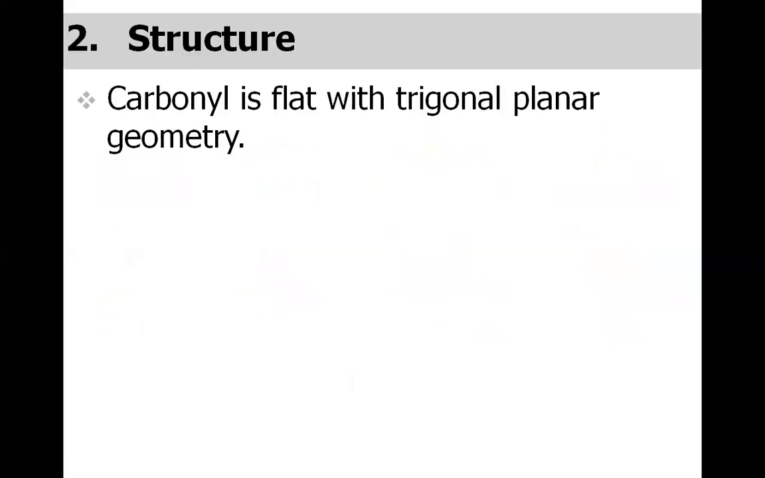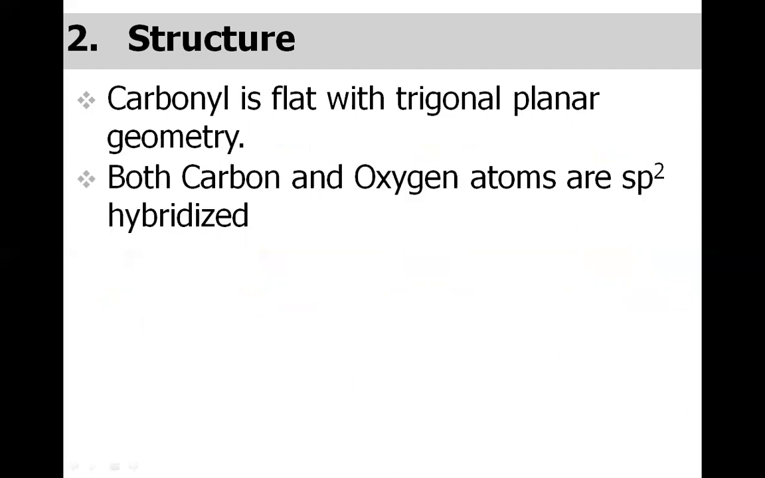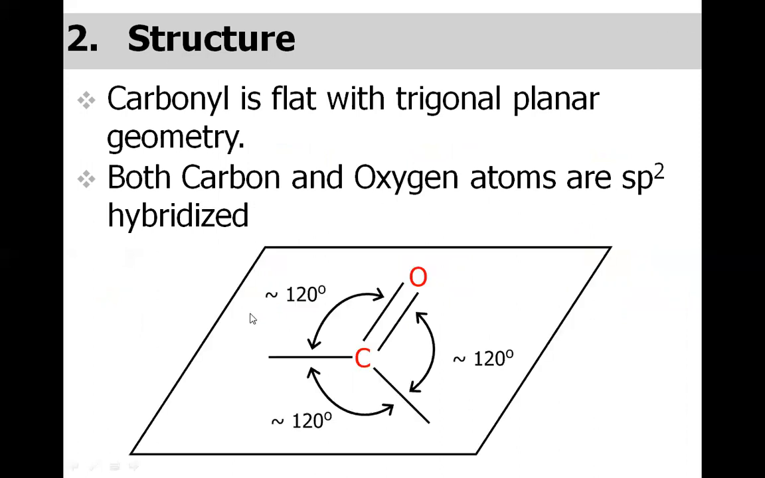Now let us discuss the structure. Carbonyl is flat with trigonal planar geometry. Both carbon and oxygen atoms are sp2 hybridized. This is the structure of carbonyl. Here you could see the carbon and oxygen being sp2 hybridized gives birth to the trigonal planar geometry, and with trigonal planar geometry they have almost 120-degree angle around this bond and this carbon, and this pi bond and this carbonyl, and then for this side and between these two bonds.